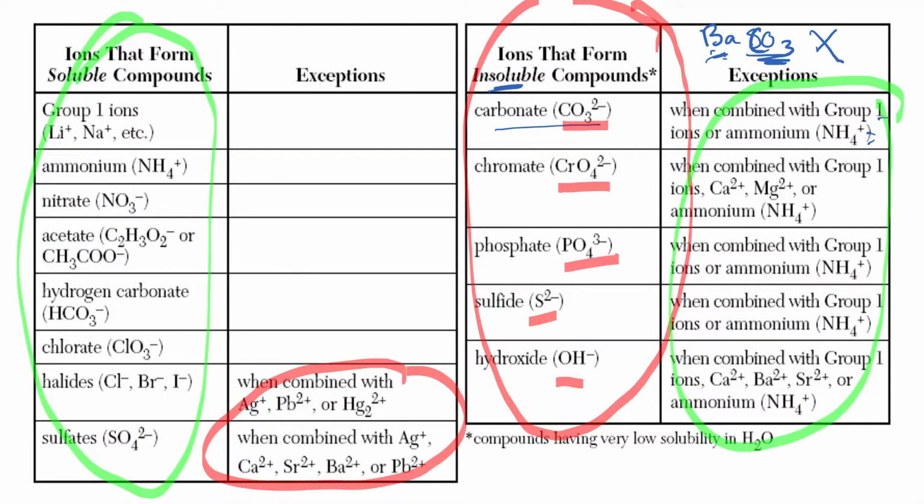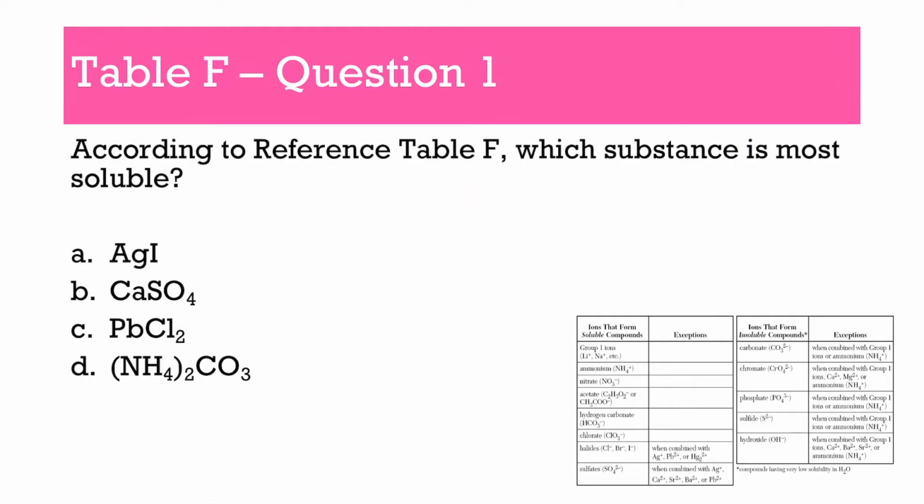It just takes some practice looking at this table. So again, for example, anything with the hydroxide or the OH polyatomic ion is insoluble unless it's group 1, anything in group 1. So Li, Na, K, Rb, Cs, and Fr, or calcium, Ba, Sr, and NH4+. So again, just looking at this, practicing with the exceptions, that is important. So let's do a few questions together so you can see what I mean. Question number 1 says, according to reference table F, which substance is the most soluble?